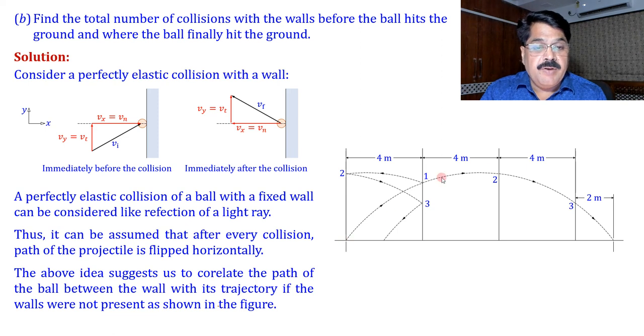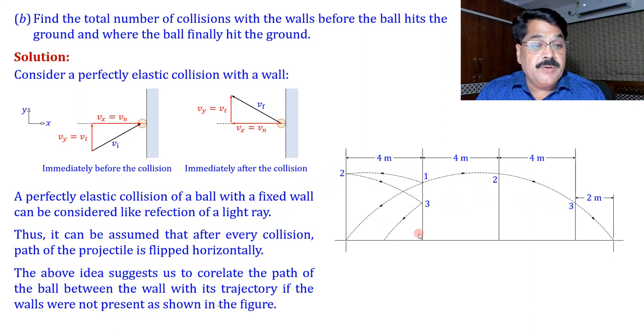So we mark lines 4 meters apart. Actually what happens is the ball collides here, and the trajectory from here to here, what it would have been, is flipped. You can see that segment has been flipped here. But this segment will remain. Actually, after that, the ball would have gone here if this wall were not present. But here again the trajectory will flip. So it is the third collision, and here again the trajectory will flip.